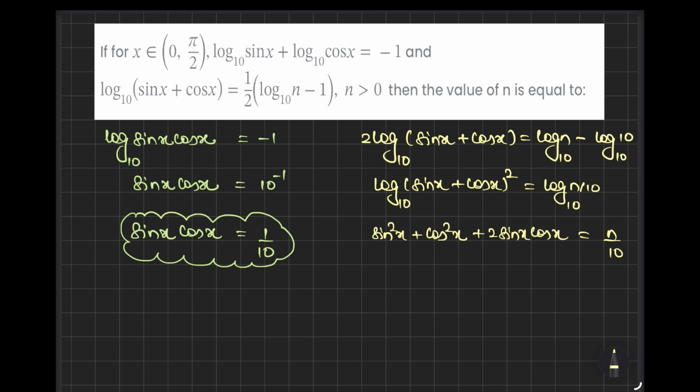You know that sin square x plus cos square x is 1, and we have sin x cos x as 1 by 10. So can I write this thing as 2 by 10? So it is n by 10. Now we can add. So LCM 10, 12. So it goes 12 by 10 equals n by 10. This thing gone. Therefore the value of n becomes what? 12. Therefore the required value of n is 12.